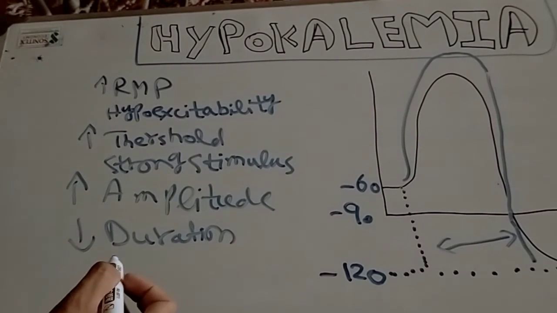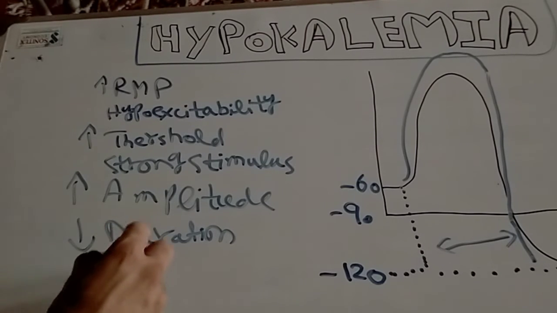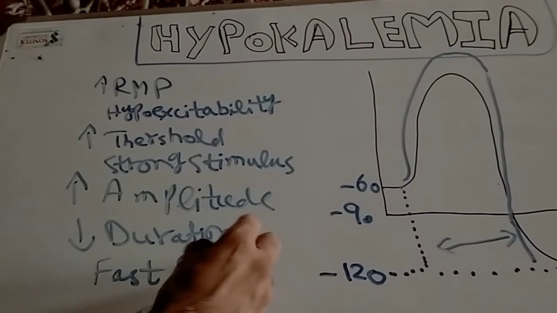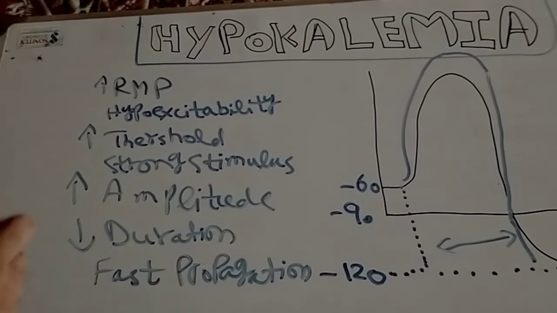Furthermore, as the duration is less, the propagation would be, we can denote it as fast propagation. So there would be fast propagation occurring in the case of hypokalemia. So in this lecture I have told you about hypokalemia and what effect it causes on the resting membrane potential, on the threshold level, on the stimulus, on the amplitude, the duration, and there would be fast propagation in the case of hypokalemia.